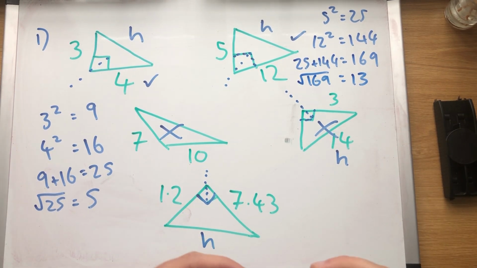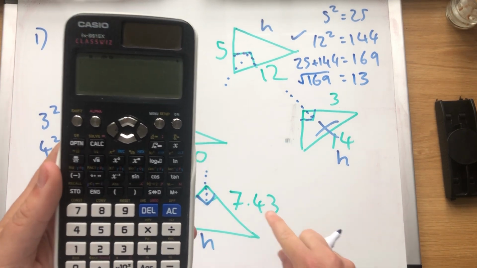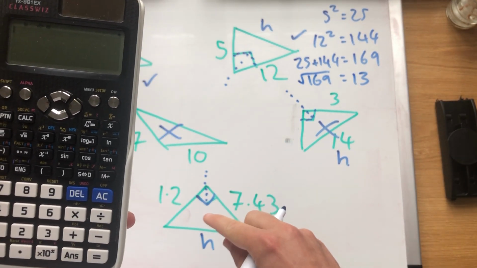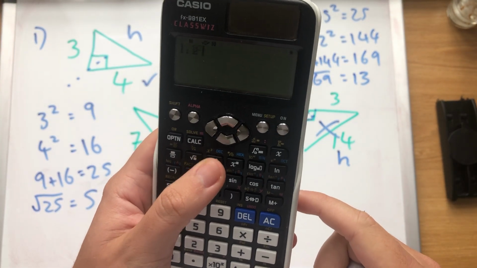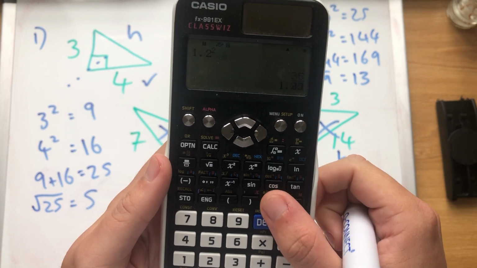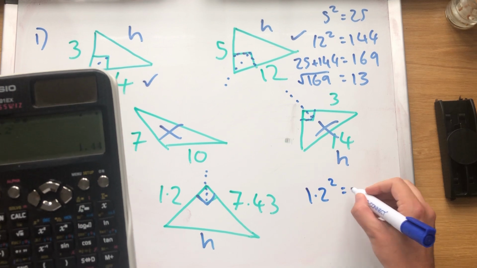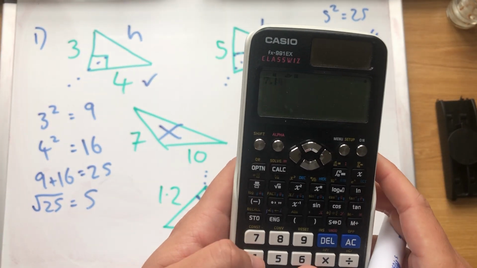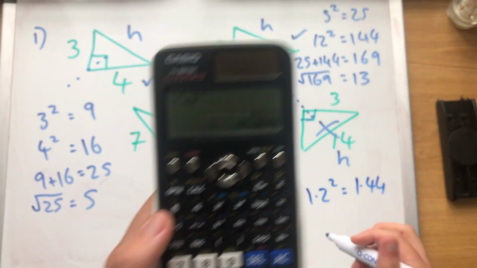Even when the numbers get more tricky, it stays the same. It doesn't matter if numbers get trickier, maths is maths. It will always stay the same. So we are going to do square everything, add, root. This time we're just going to use a calculator. So 1.2 squared, we get 1.44. 7.43 squared is 55.2049.